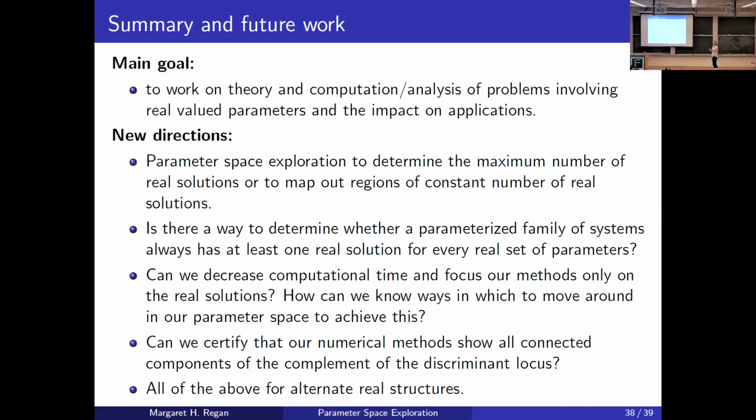Okay, I may be two minutes over, and I've said most of these things already, but can we use the real parameter space to say this is the maximum number of solutions? Can we always guarantee that there's one real solution? Can we certify what we've found with sampling to show that, at least in the snapshot that we have, it's captured everything when we don't have the ability to solve for the discriminant locus polynomial? And then can we do all of this if we're in non-standard reality?